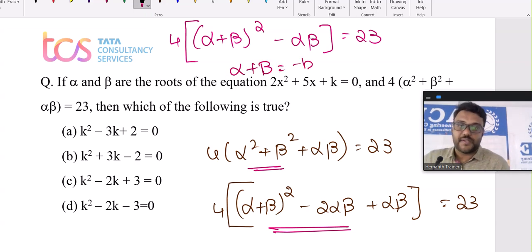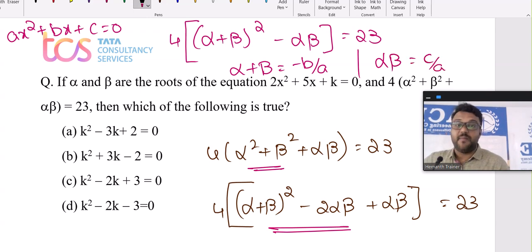In quadratic equation, ax square plus bx plus c equal to 0, the sum of roots is minus b divided by a. What is the product of roots? c divided by a. Minus b divided by a is sum of roots, c divided by a is nothing but product of roots. So minus b divided by a means alpha plus beta is minus 5 divided by 2. C by a means k by 2.